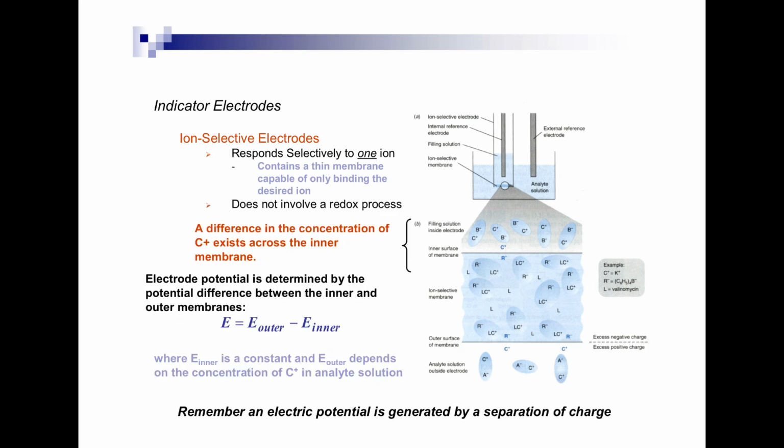Now, what we're actually measuring is the difference between the inner electrode and the outer electrode, where this is pretty much a constant concentration, and this is changing due to the concentration on the outside of the membrane itself. And so to calculate the electric potential, or the electrode potential between them, we find the outer and we subtract the inner out. This is pretty much constant. So as this changes, the overall potential is going to change.